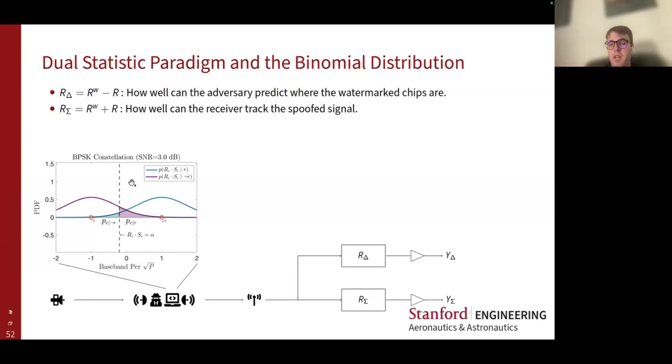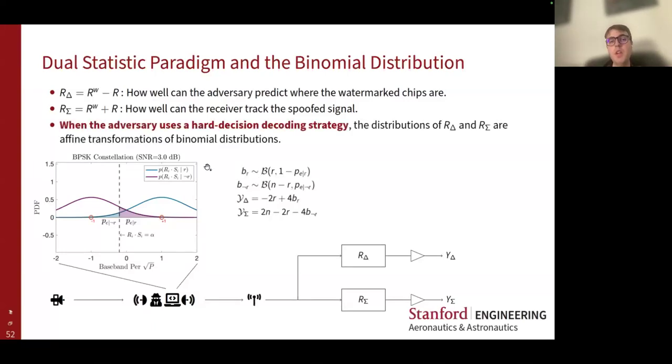But it doesn't matter. The adversary gets to pick that decision boundary. We have to account for every single adversary. So when the adversary uses a hard decision decoding strategy, the distributions are binomial distributions. Depending on its radio equipment, the main parameter of a binomial distribution is the error rate. If I have better radio equipment, I have a lower error rate, right? And then I'll have more confidence on whether or not a chip is watermarked. It's the same idea as the hypergeometric distribution for the non-SER, but this is now a binomial distribution.